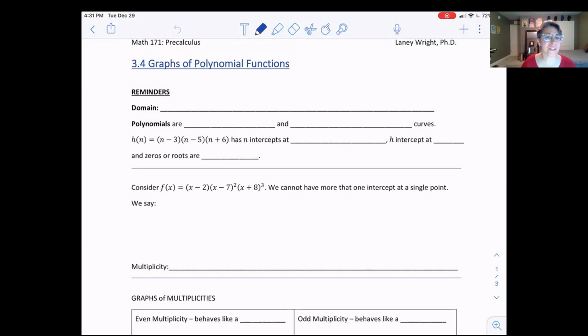All right, pre-calculus, we are now ready for 3.4, graphs of polynomial functions. Again, a few more reminders. The domain represents the set of all possible input values. So those are generally our x values. And polynomials, if we're to graph them, are smooth and continuous. Okay, they're smooth and continuous curves.